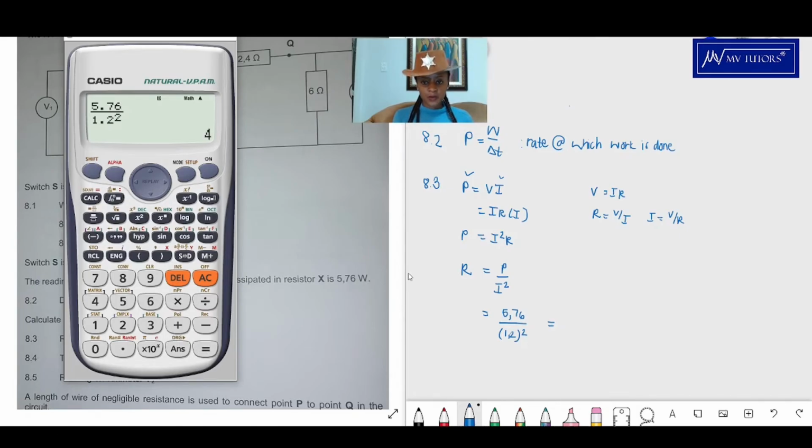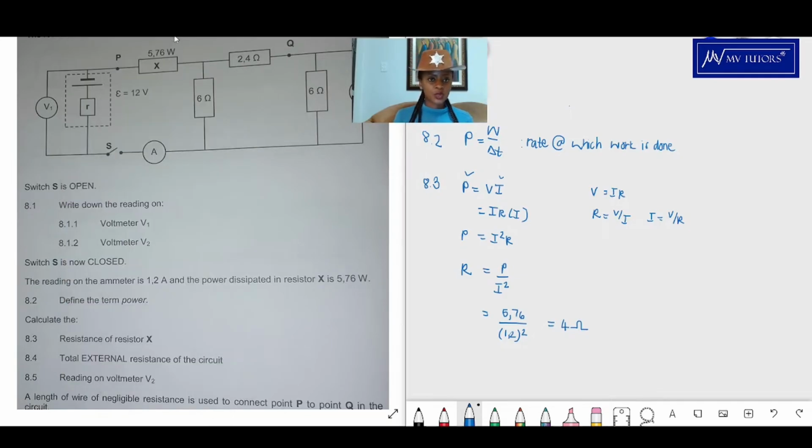That gives us 4. Okay. So that is 4 ohms. So we know that there by X we have 4 ohms. All right. Now it says calculate the total external resistance of the circuit.